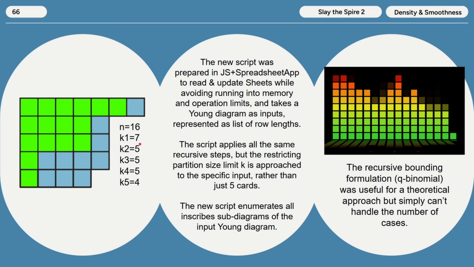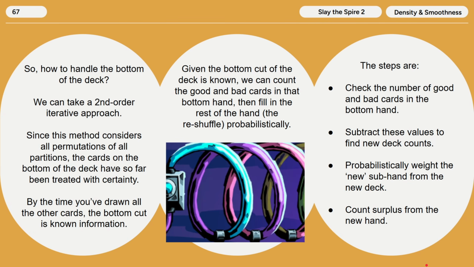And this worked really well. The recursive bounding formula based on Q binomials and such was really useful for a theoretical approach, but it simply couldn't handle the number of cases, and like everything in Slay the Spire, it depends. So taking a theoretical breadth first approach got really hazy really quickly. So with the new script, how do I handle the bottom of the deck?